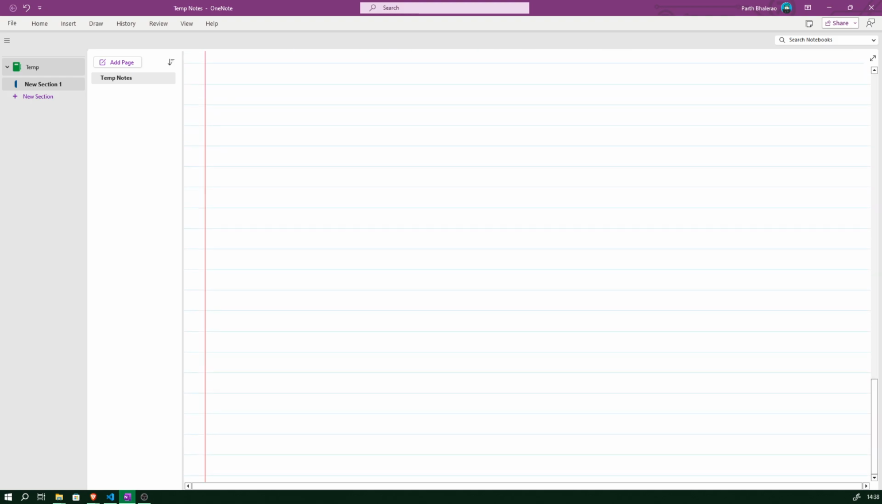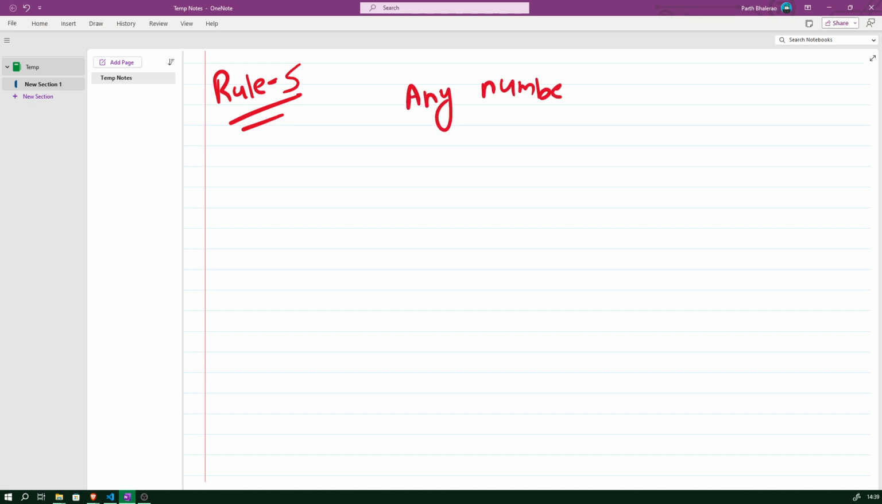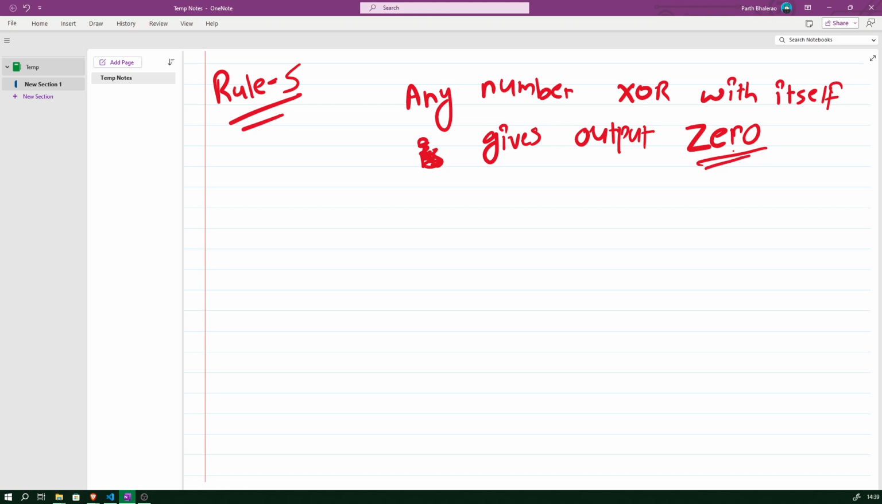Now let's move on to rule 5. Rule 5: any number XOR with itself gives output 0. So 5 XOR 5 is always 0.